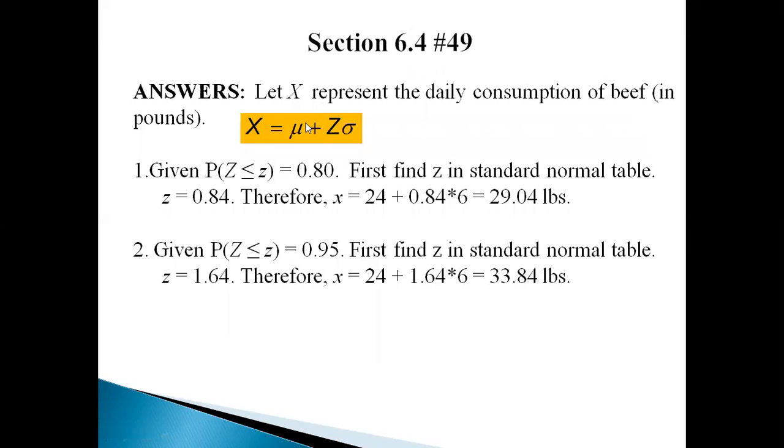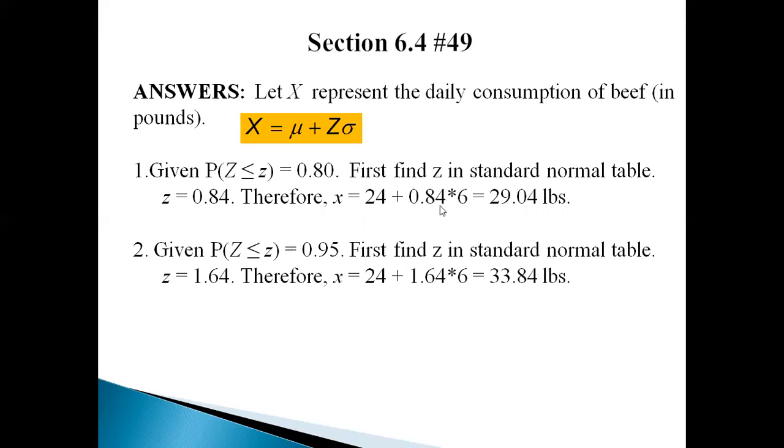So let's look at our equation again. So we know mu, that was equal to 24. Standard deviation was 6. And our z is what was given. So for part A, it was 80%, so that's going to be the 0.8. And part B, or the number 2, they wanted 95%, or 0.95. So given that the probability Z is less than or equal to z is 0.8, we find this in the table. So you actually have to look at all the values in the table, and that gives us roughly 0.84 for a Z value.